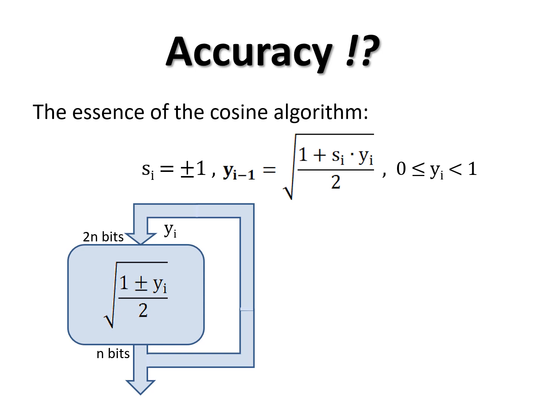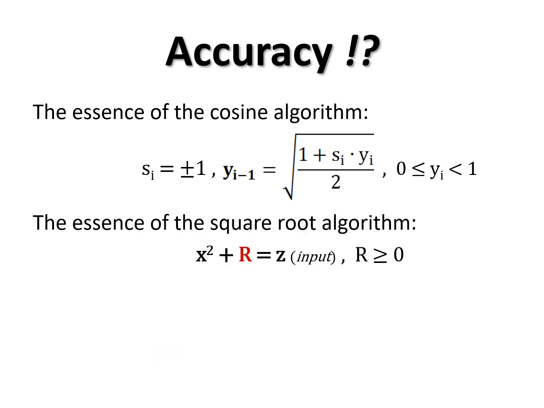Here's a very rough diagram of how we calculate the cosine. Remember the square root algorithm, how it takes 2n bits of input and produces n bits of output? And then we feed those n bits of output back into the input as 2n bits. How do n bits become 2n bits? Do we simply append zeros? If we do, then that is at the source of how this algorithm can be inaccurate.